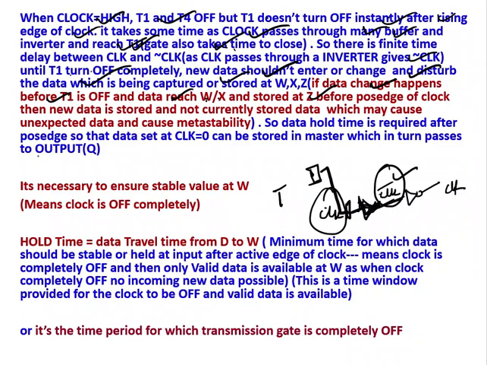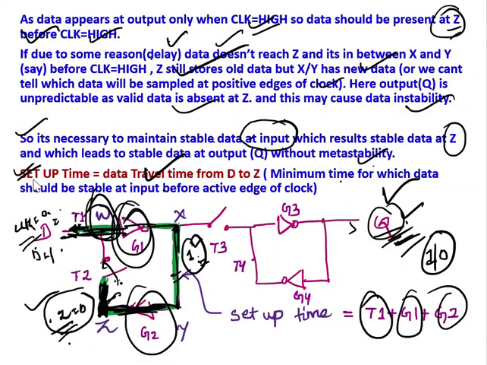If that is stored at Z before the positive edge of the clock, then the new data is stored and not the currently stored data. So it will replace it, the new data will replace this one. So if new data comes, let's say old data is stored here and it is waiting, let me explain this one again.